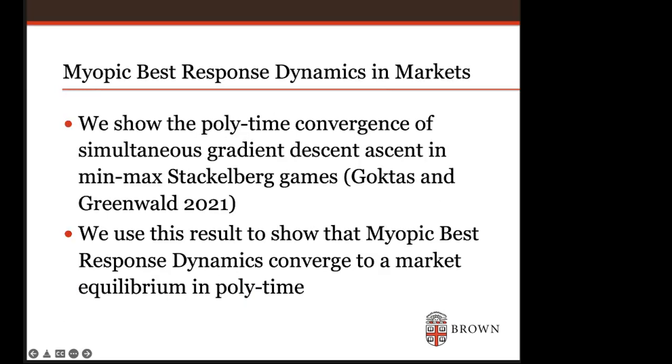Using this new formulation as a min-max Stackelberg game of the competitive equilibrium of a large class of markets, we basically show the convergence of another learning dynamic in markets, which is called myopic best response dynamics. The way that we do that is we show actually that gradient descent ascent dynamics converge to a Stackelberg equilibrium in these min-max Stackelberg games. And then using this result, we derive a new learning algorithm in markets, which turns out to be myopic best response dynamics, which are very well studied dynamics.